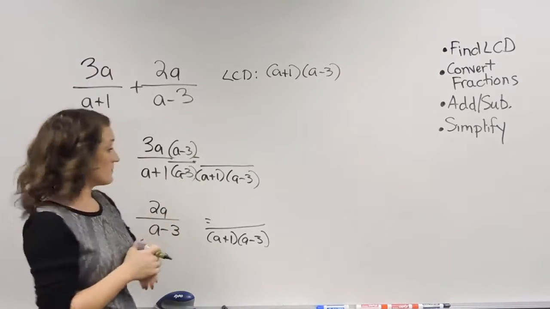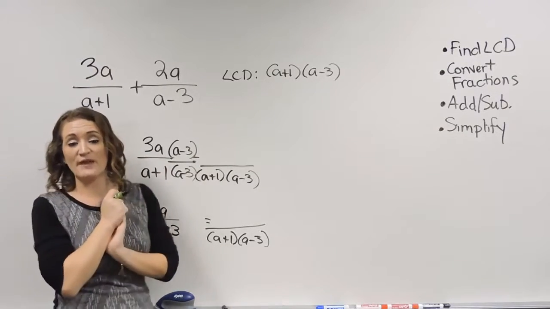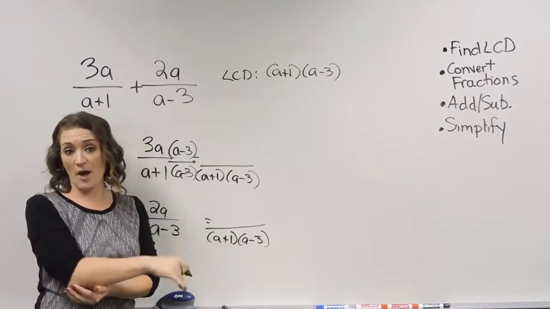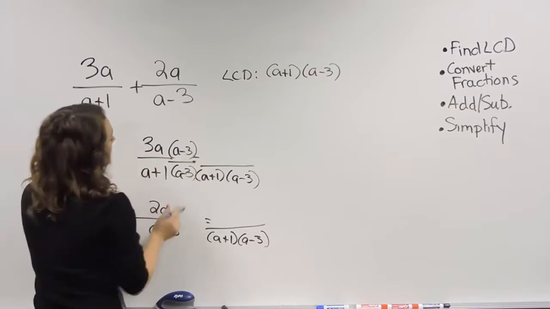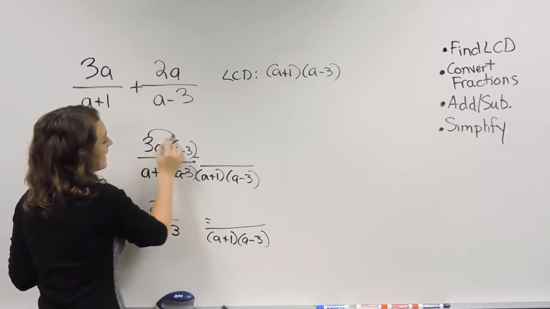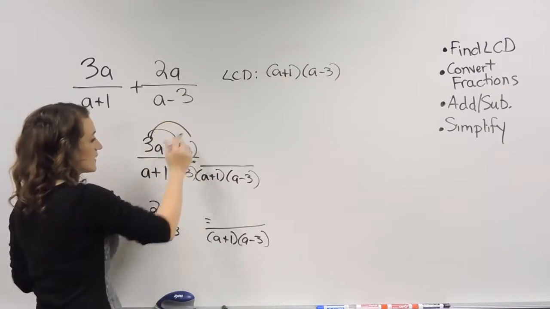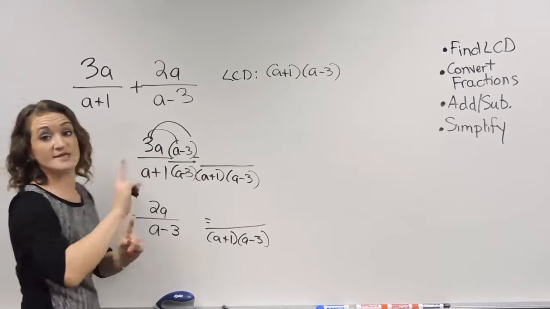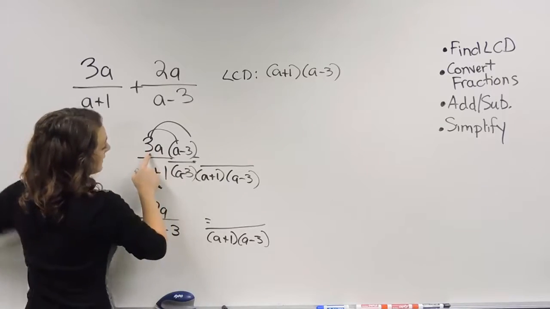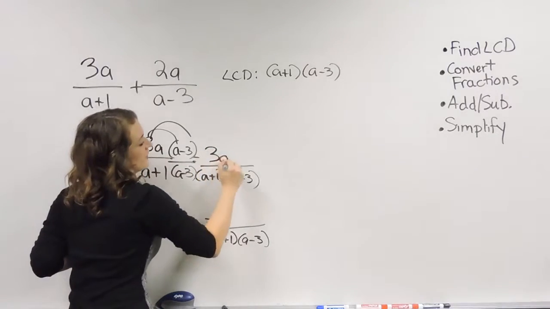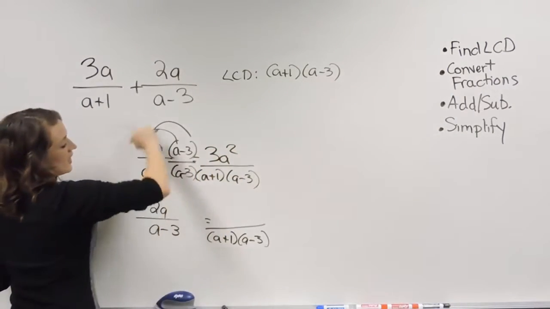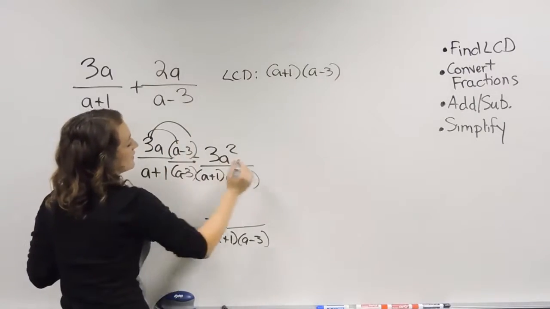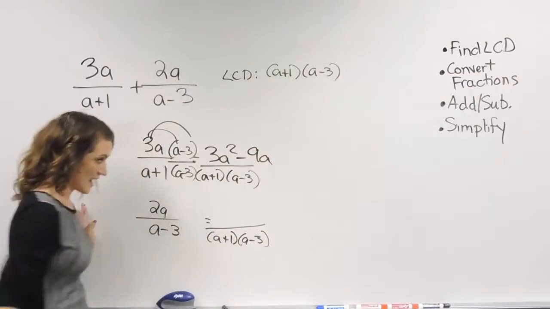We're going to actually multiply that across. Remember, when you multiply fractions, it's top times top, bottom times bottom. So we're going to take 3a times a, and 3a times negative 3. We're going to distribute here. 3a times a is 3a squared, and 3a times negative 3 is negative 9a.